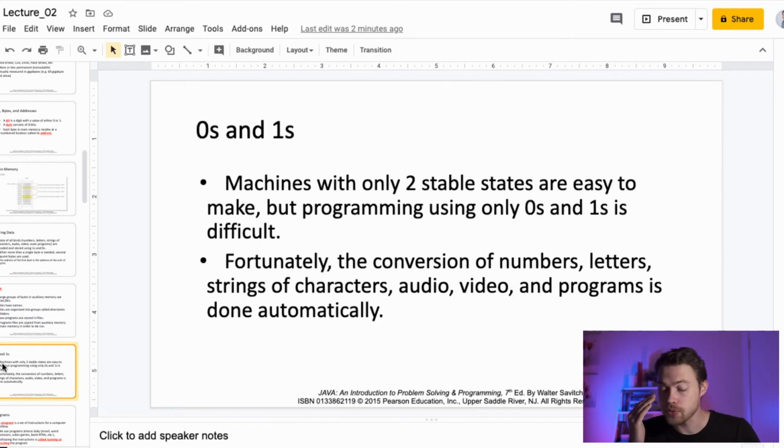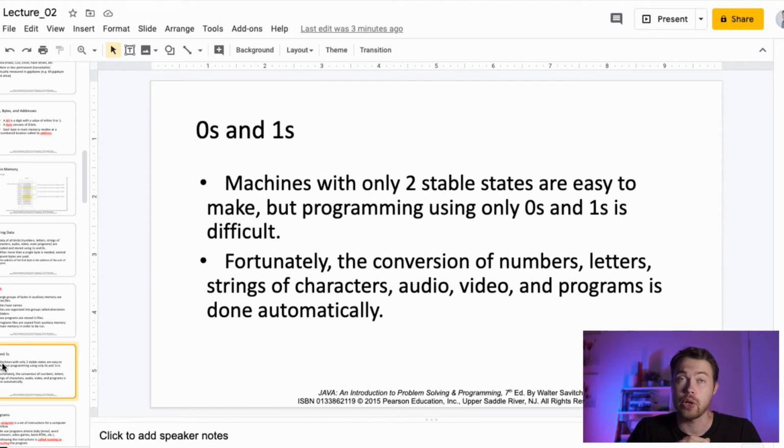Zeros and ones: machines with only 2 stable states are easy to make. Okay, so again, historically, back in the 50s and 60s, when the first computers or the first boards were manufactured, they decided that the easiest way to create anything digital would be to create a transistor, and a transistor can be either charged or discharged, like a capacitor. So a transistor in the mode of a capacitor. A capacitor can be either charged, which means it's going to represent 1, or it can be discharged, where it's shorted to the ground. In this case, it's going to represent 0, right? So again, that's the easiest way to make a digital system, to make a machine, to make a computer.